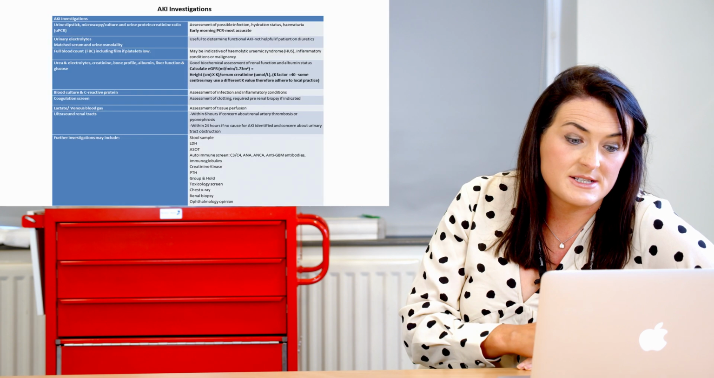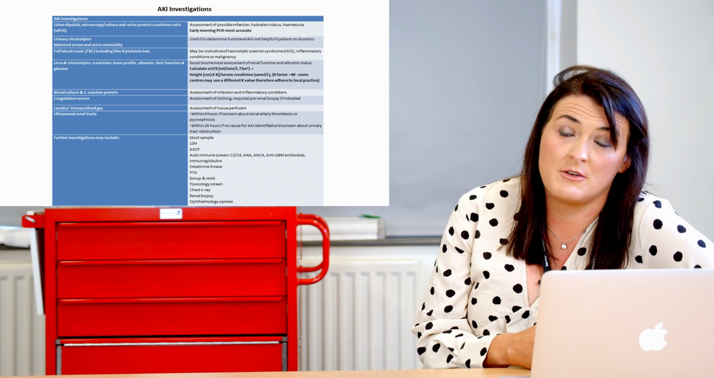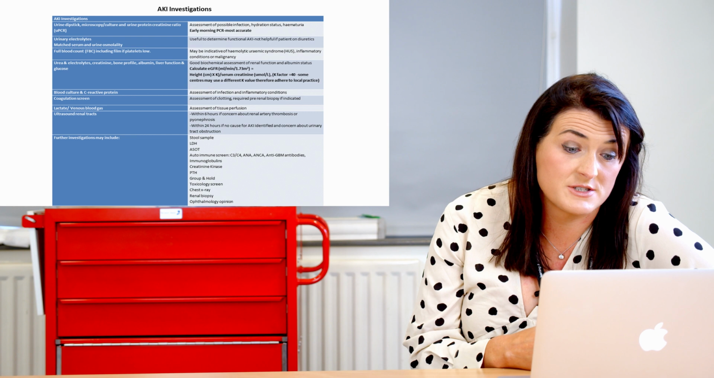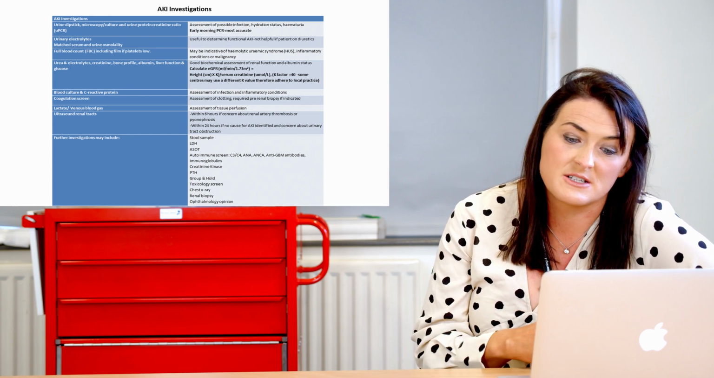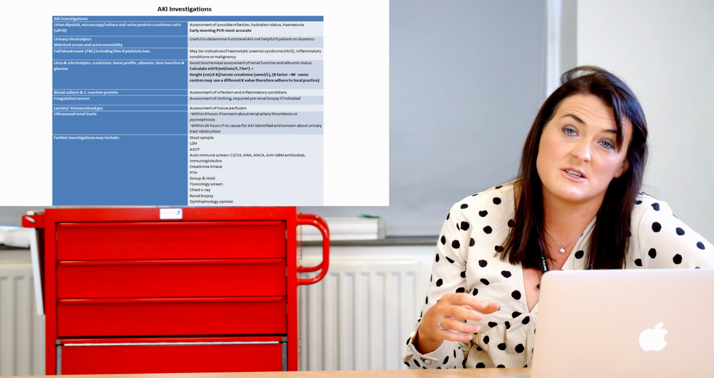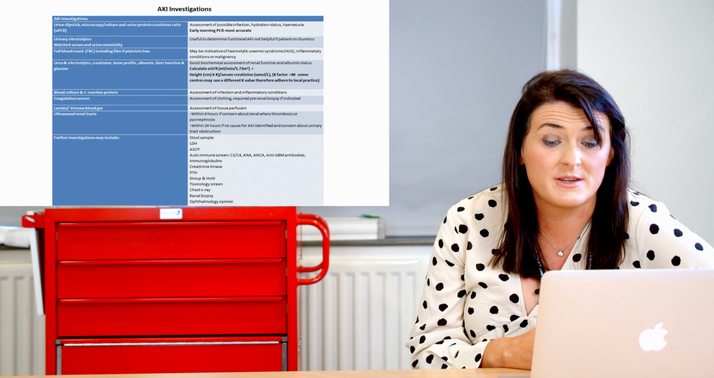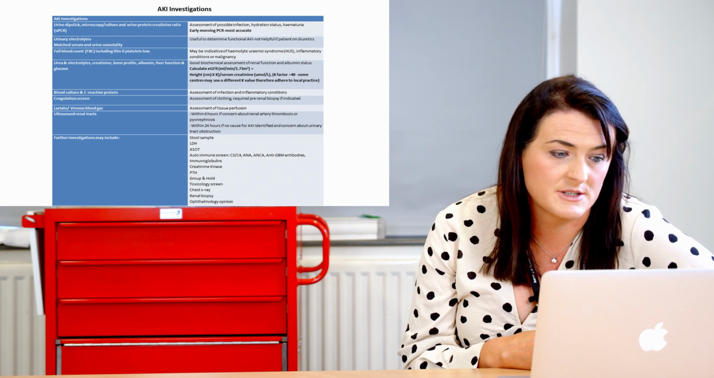AKI investigations: clinical history and biochemical investigations along with renal ultrasound are helpful in determining the cause of AKI. I know it's a busy slide, but this table demonstrates initial investigations that should be performed in all these patients, and further investigations are then warranted depending on the suspected diagnosis. If you're concerned, discuss it with your local paediatric nephrologist.